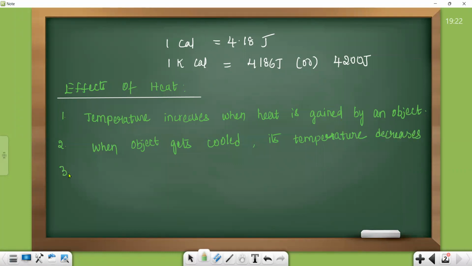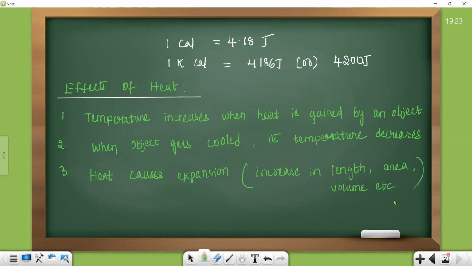Next, will an increase in temperature cause expansion or contraction? Expansion. Yes, that is one of the effects we can write. Heat causes expansion. What is expansion, students? Increase in length, area, volume, etc. These are the different cases we can see.